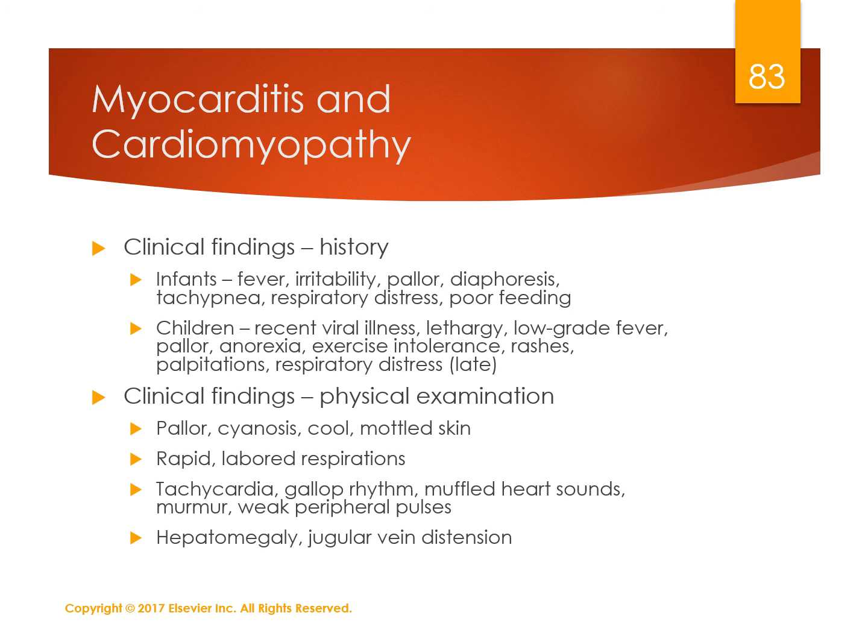Clinical findings on exam, they'll usually be pale. They may have some cyanosis and some cool mottled skin. They may have rapid labored respirations, tachycardia, a gallop rhythm, muffled heart sounds, a murmur, and weak peripheral pulses. And they may have hepatomegaly and jugular vein distension.